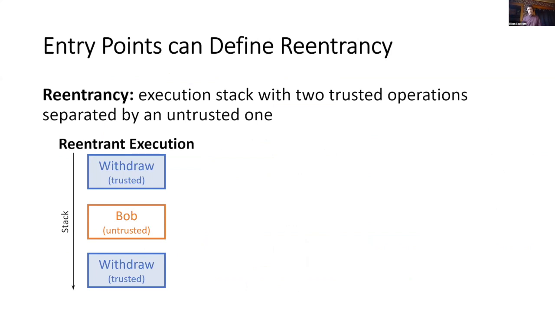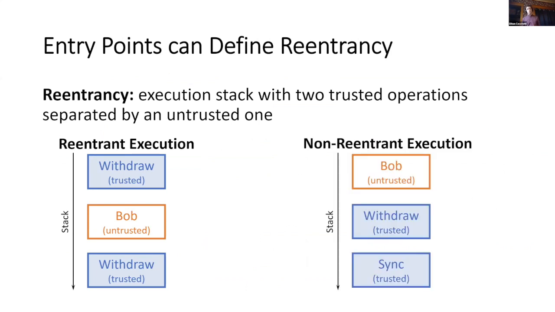This is reentrant. A non-reentrant execution, however, would be, say, if Bob called withdraw and withdraw calls the synchronize operation, which is a trusted operation on the other contract within the same application. Now we have two trusted operations on the stack, but there's nothing separating them. So this is not reentrant. This is fine.